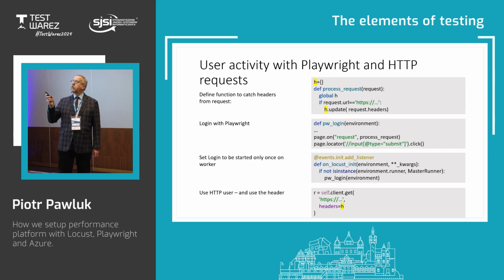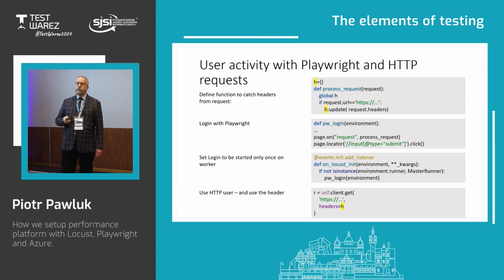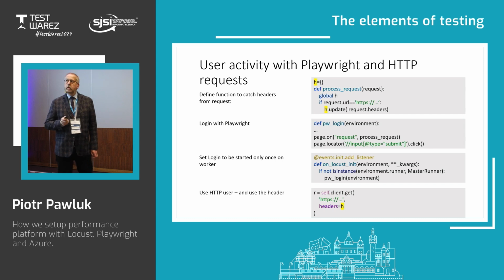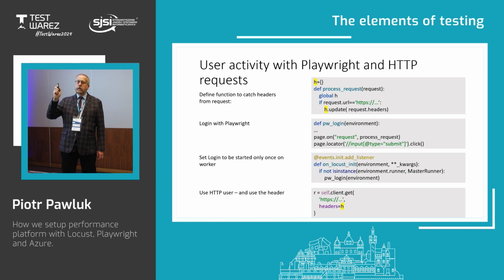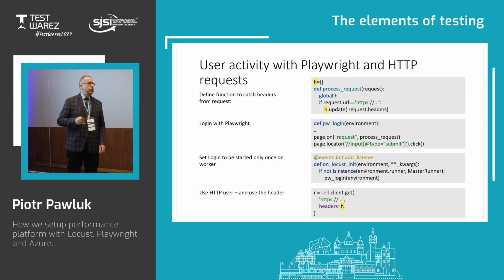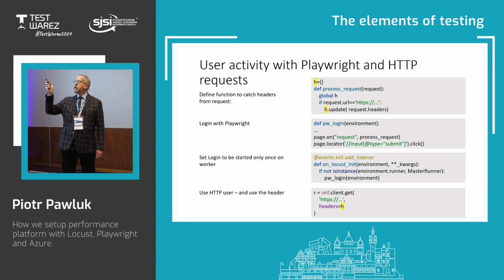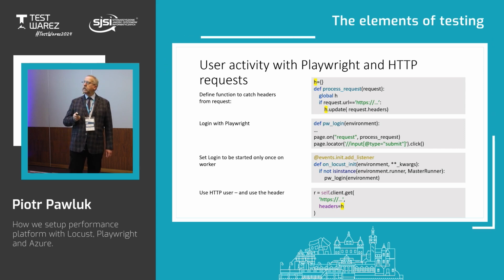I have created a global environment H, which is for headers. So this is a dictionary. And I have defined a function which takes the request as a parameter, uses this global variable, and if the request URL is something which I expected, then I'm getting the request headers and updating them. This request is part of Playwright.